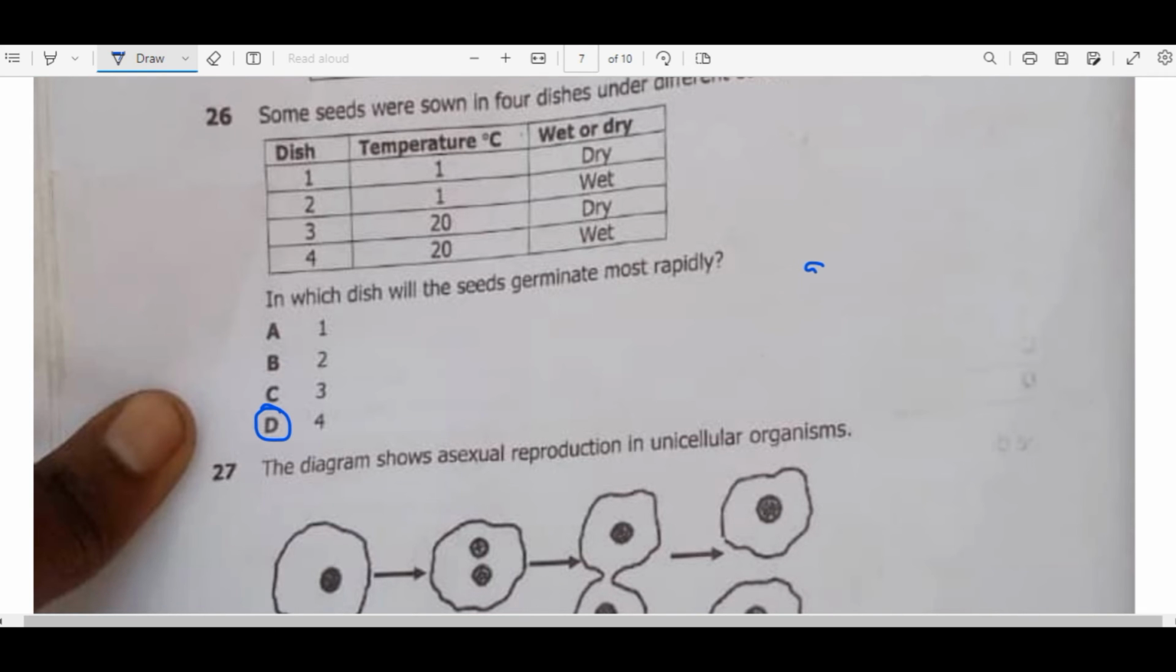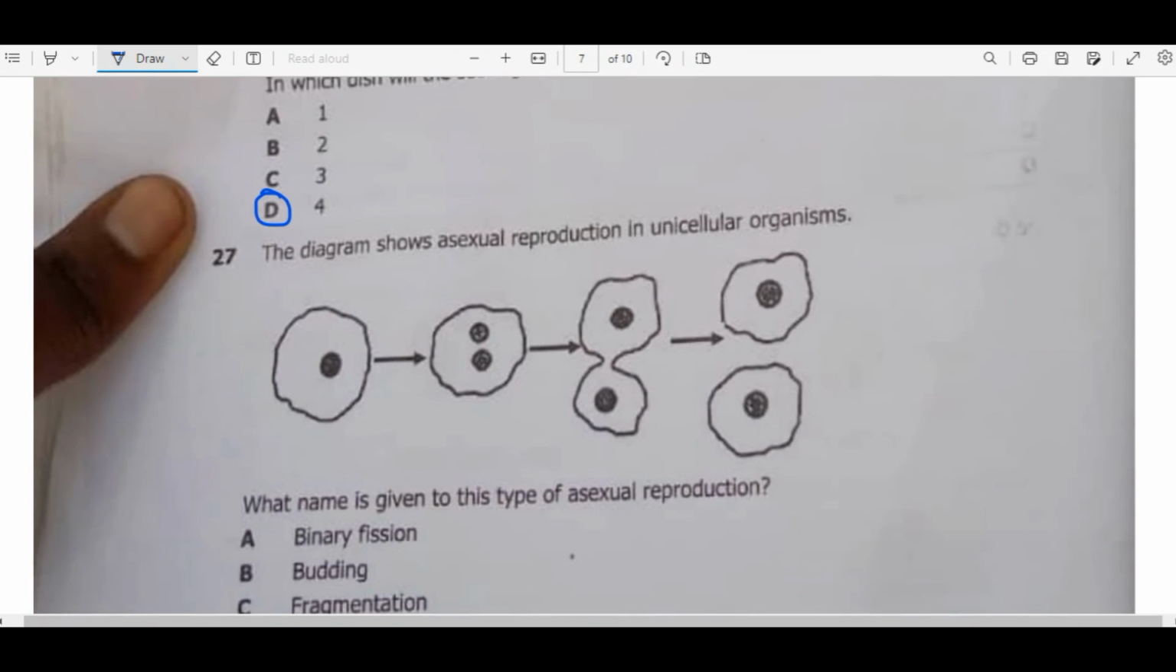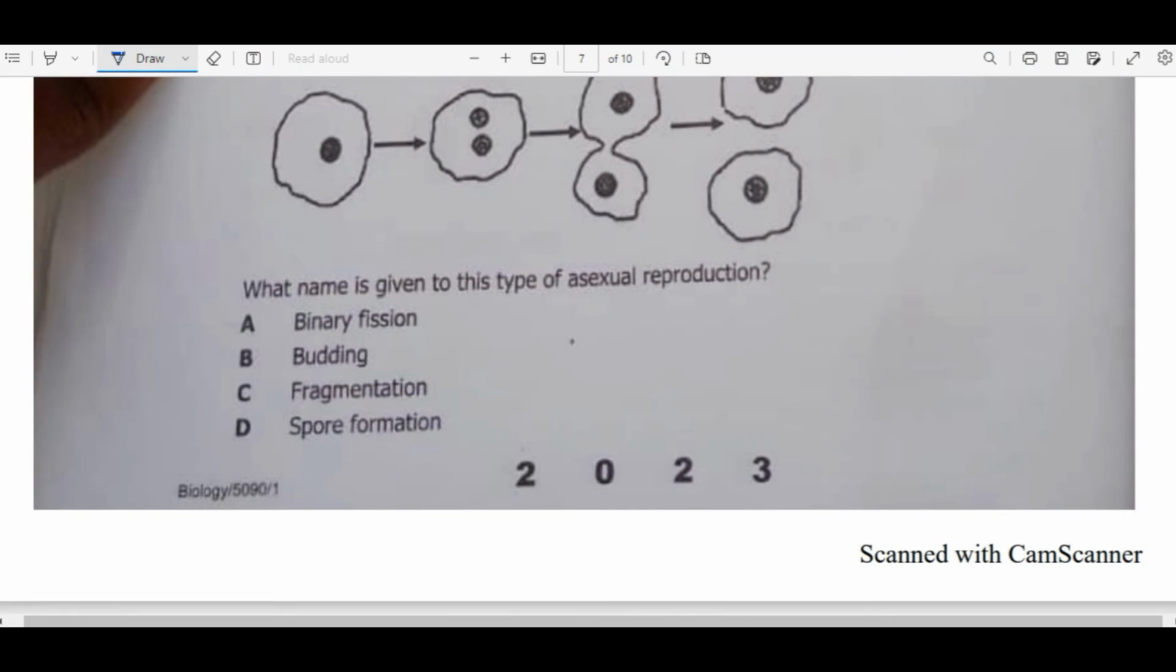And then let us move to question 27. So the diagram shows asexual reproduction in unicellular organisms. So when you look at it very carefully, you find that there is a separation there, division is taking place there. So what name is given to the type of asexual reproduction? So we want to look at asexual reproduction. The answers here are binary fission, and then budding, and then we have fragmentation, and then spore formation.